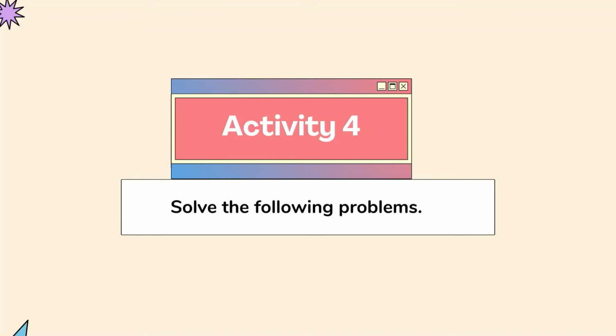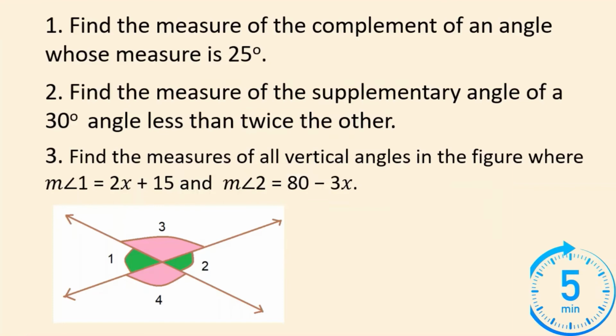For your last activity, which is activity number 4, we're going to solve the following problems. Number 1, find the measure of the complement of an angle whose measure is 25 degrees. Number 2, find the measure of the supplementary angle of a 30-degree angle, less than twice the other. And number 3, find the measures of all vertical angles in the figure where the measure of angle 1 is equal to 2x plus 15 and the measure of angle 2 is equal to 80 minus 3x. So I will give you 5 minutes to answer those problems.